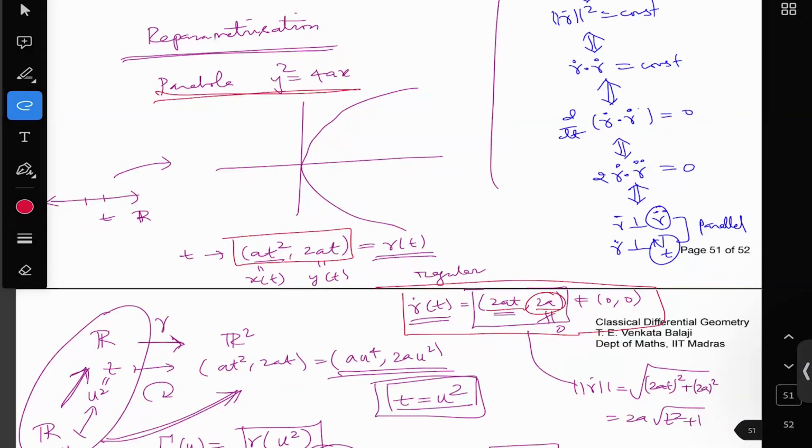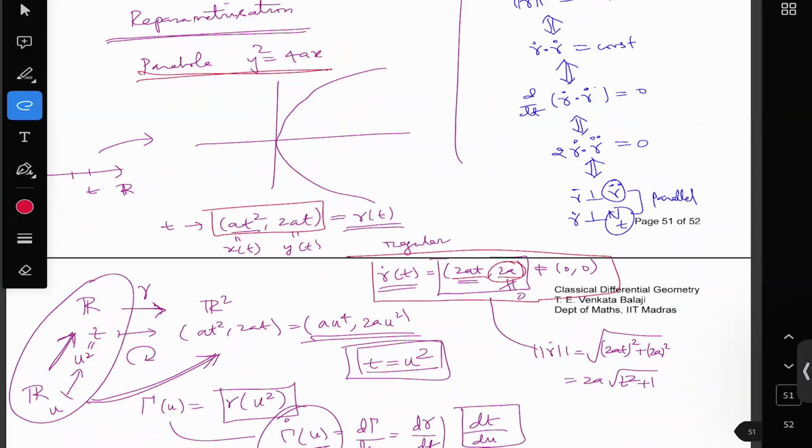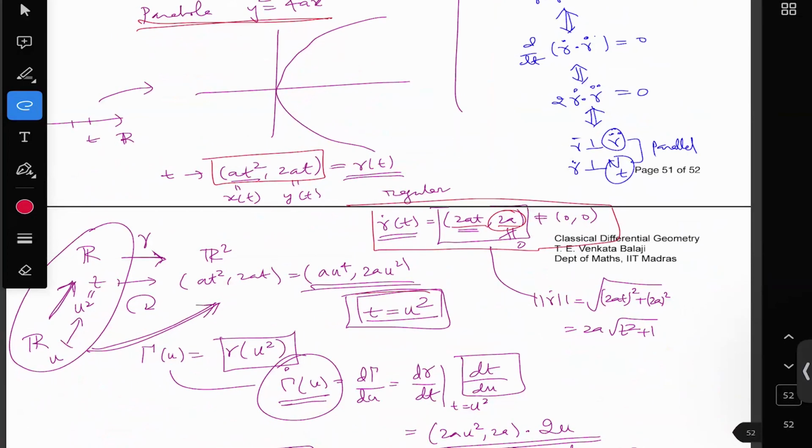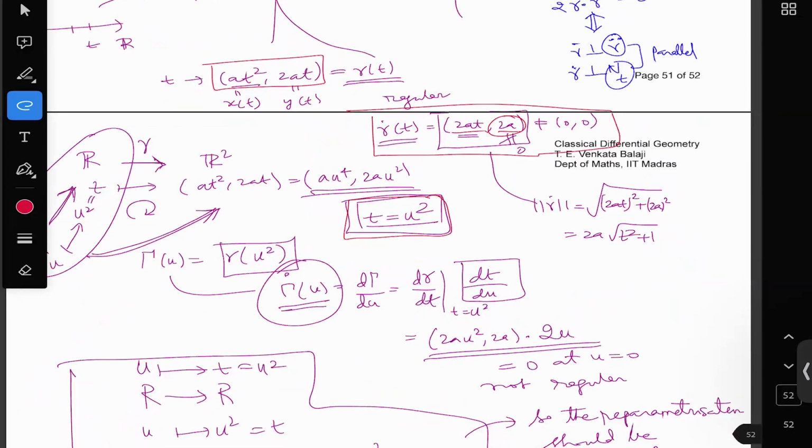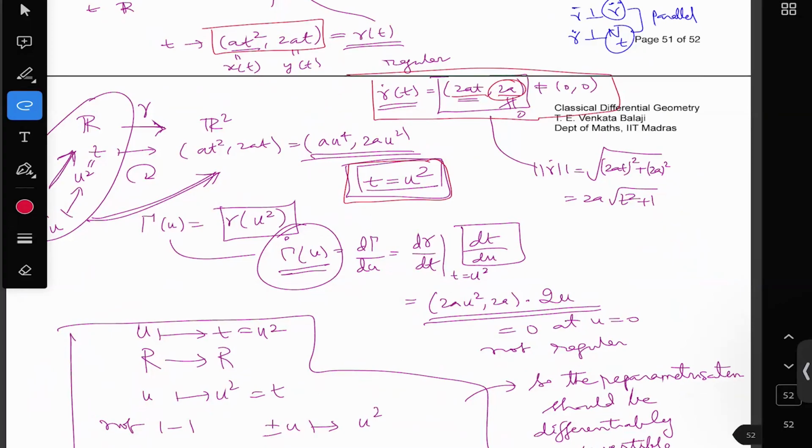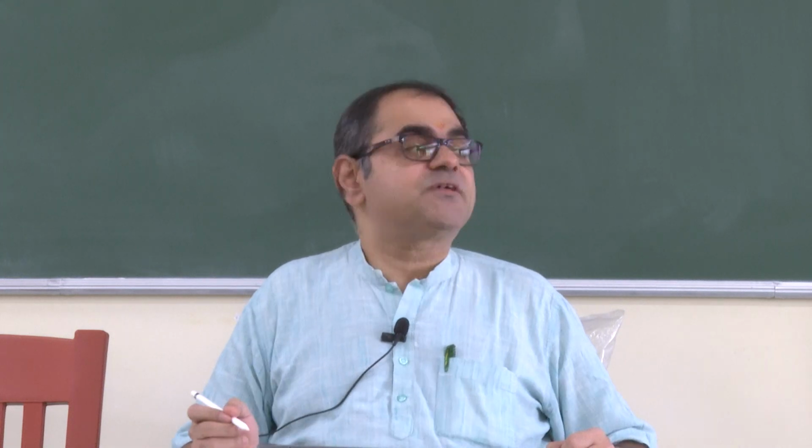But the parameterization can go awfully wrong if you use a different substitution. For example, I said you just put t equal to u squared, then you are in trouble. In the new parameterization, because I have put this u squared, the derivative with respect to u of u squared, which is 2u, sticks because of the chain rule, and this vanishes at u equal to 0. Therefore this new parameterization of the same curve is not regular.